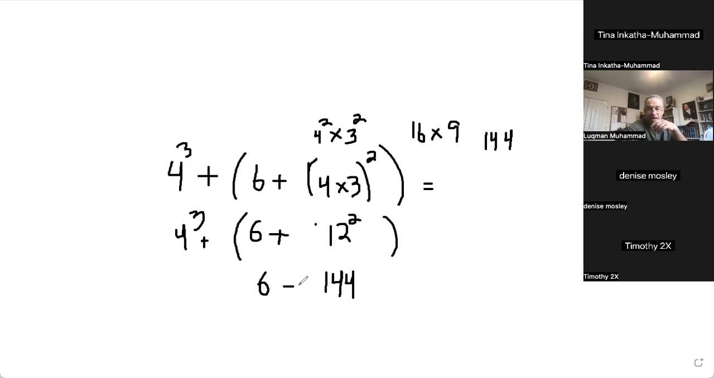So now I'm solving this next parentheses, which gives me what? 150. Yep, she said 150. Okay. Now I have another exponent. So I solve my parentheses. The next one is what? Exponents. So 4 to the 3rd power would be what? 4 times 4 times 4. 16 times 4, 64.